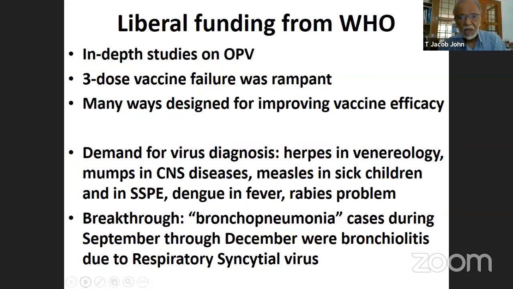One breakthrough was, children get bronchopneumonia, children meaning infants below 1 year. And they all go on different antibiotics. But September through December every year, these bronchopneumonia cases were actually not bacterial, but bronchiolitis due to respiratory syncytial virus. When this was discovered, practice changed both in CMC Vellore and in the pediatric fraternity all over India, because they realized that bronchiolitis was common in India and often mistaken for bronchopneumonia. Next slide.